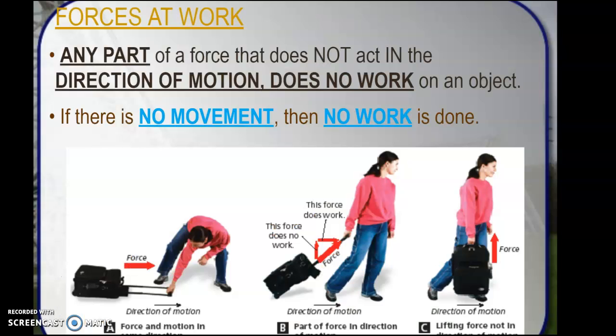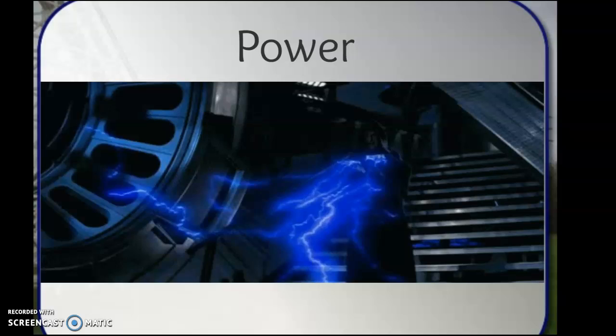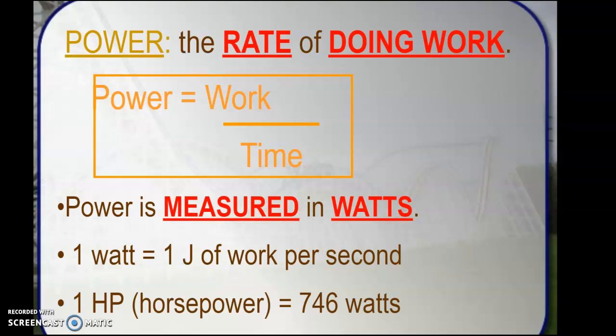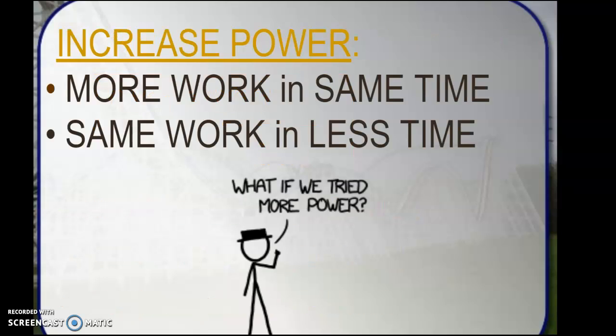And for forces at work, any part of a force that does not act in the direction of motion does no work. We're going to talk about work and power. So power is your work over time, and power is measured in watts. So 1 watt is equal to 1 joule of work per second. 1 horsepower is equal to 746 watts. So increased power means more work in the same time, or the same work in less time.